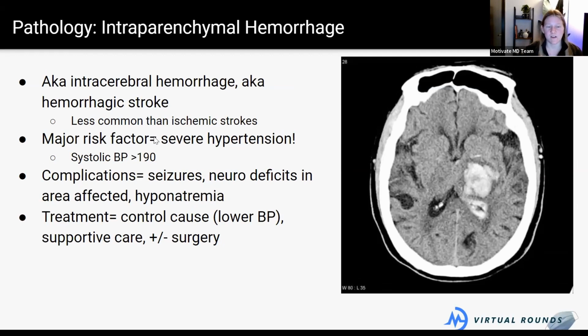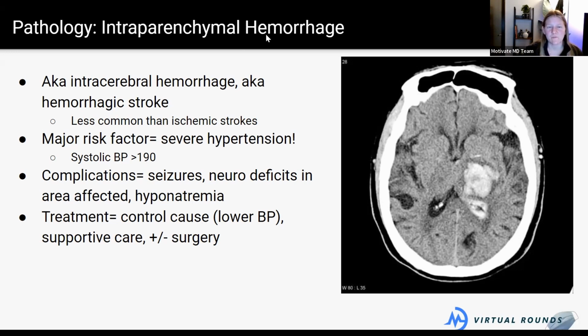The biggest risk factor for an intraparenchymal hemorrhage is severe hypertension. A systolic blood pressure over 190 is really concerning for a stroke. We want to get that blood pressure under control as soon as possible, as well as trying to keep the pressure in the head down by having the head elevated. We don't like to have these patients laying flat on the bed. We'll keep the head of the bed at 45 degrees to try to reduce the amount of pressure in their head.